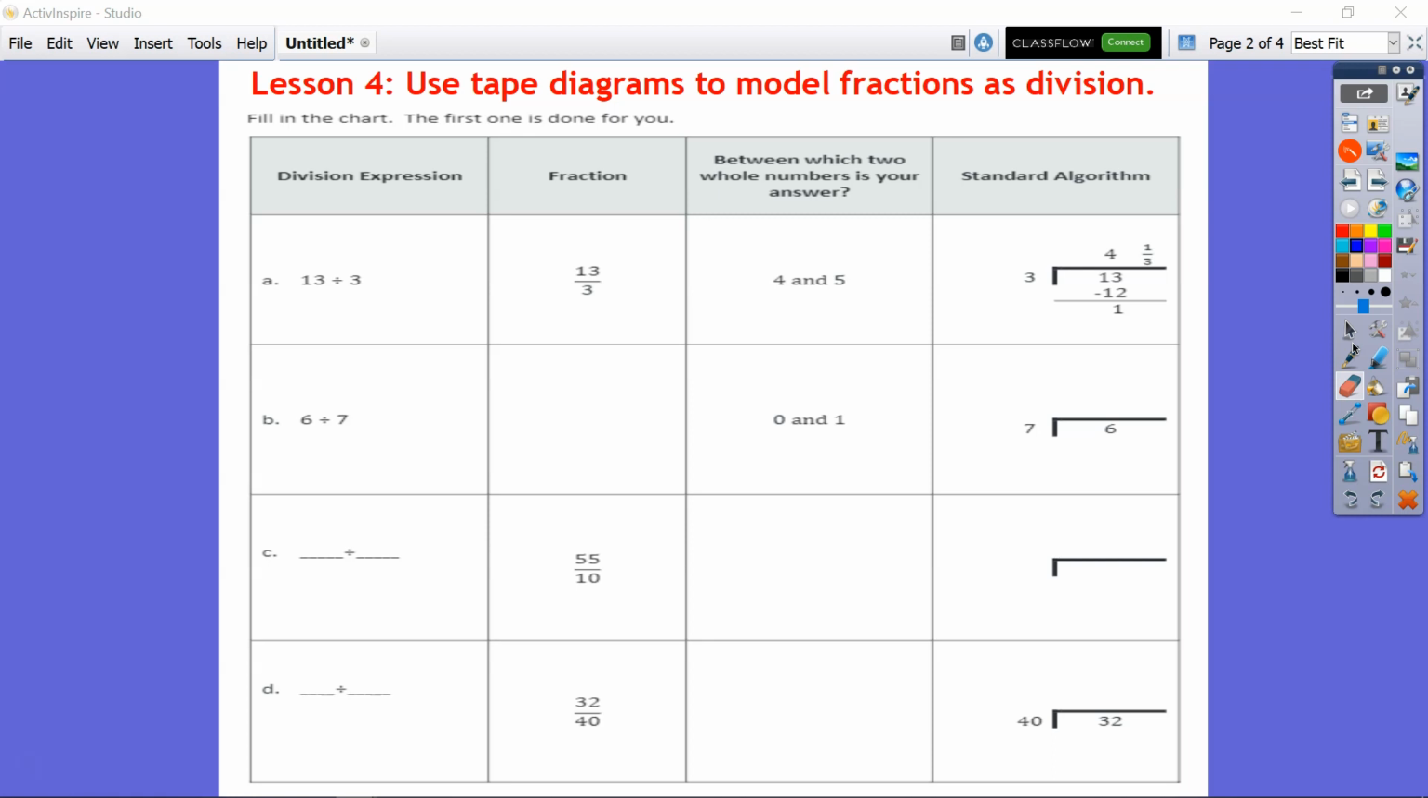And if you paid attention to the last video, you'll notice that lesson 3 is very similar to what we have going on right now. So let's take a look. Our directions tell us to fill in a chart, and the first one is done for us. So A is done for us.